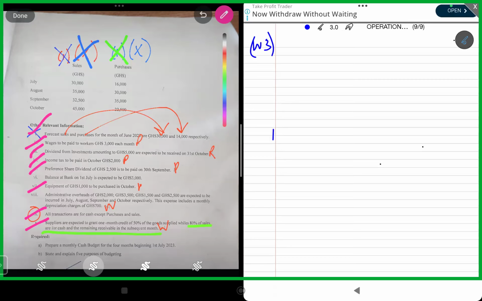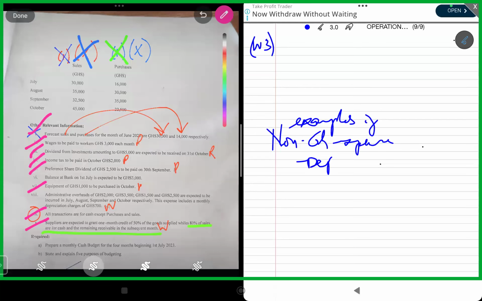Non-cash expenses. What are some examples of non-cash expenses? Examples of non-cash expenses: we speak about depreciation, and we can speak about amortization. These are all deductions, but they are not cash related. They are not cash expenses.